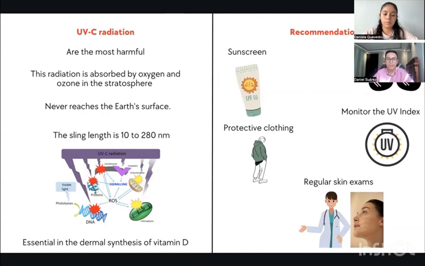Also avoid direct sun exposure during peak hours. Limit time outdoors, especially between 10 a.m. to 4 p.m., and avoid tanning lamps, monitor the UV index, and get regular skin exams.